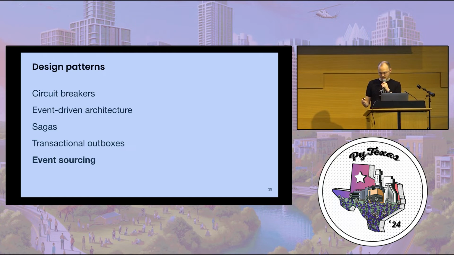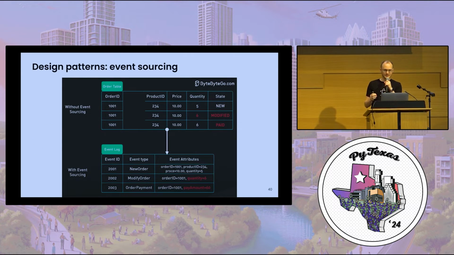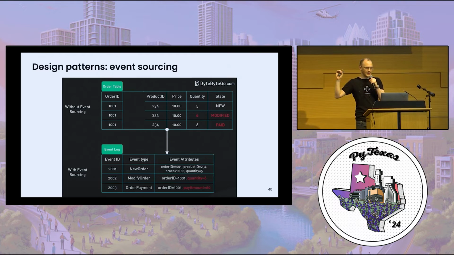Event sourcing. This is a way of storing state. On the top, we have the normal way without event sourcing. This isn't 3 rows. This is a single row in 3 different states. So I insert a row with order ID 1001, quantity 5, and then I update the quantity to 6, and then I update the state to paid. And so I'm left with 1 row with quantity 6 and state paid.